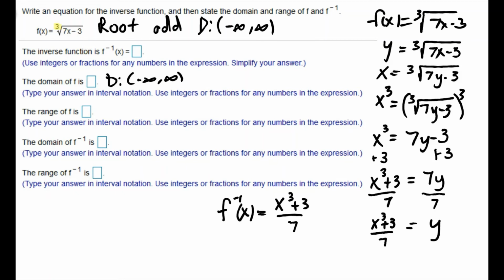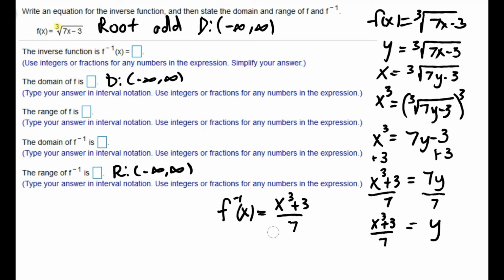Now that we found the domain of f, we've also found the range of f inverse. Remember, the x's and the y's get switched. So because we know the domain of f, we have the range of f inverse. So I'm going to skip over finding the range for the moment, and let's go to finding the domain of f inverse. This is our definition of f inverse, and I want to put this function in a category. Remember, our categories are polynomial, rational, and root.